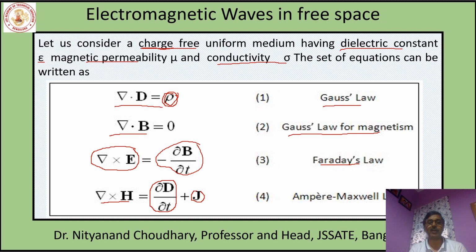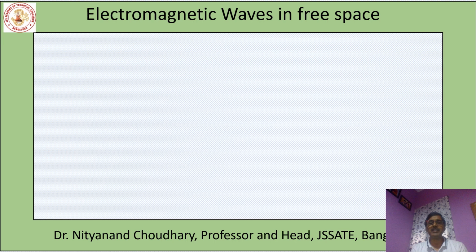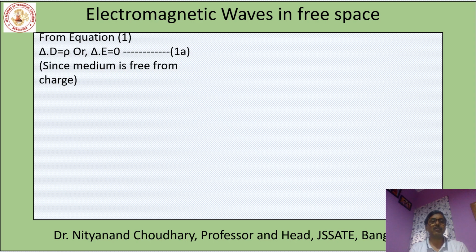From all the equations we are going to look into again, and then we are going to use them to find the equation. So from the first law, that is Gauss law of electrostatics, del dot D is equal to 0, or you can say del dot E is equal to 0, because there is no charge. This is free from charge. So we have written del dot E is equal to 0. All right, this I am now calling equation number 1A. New name I have given.